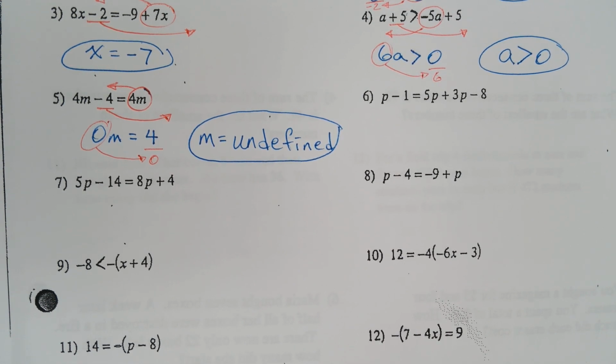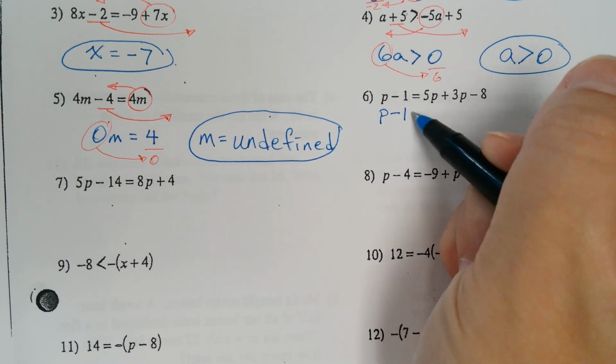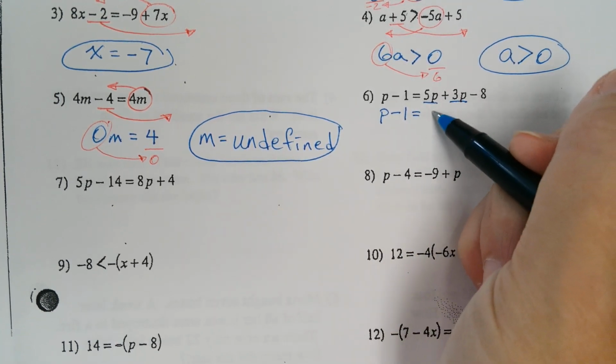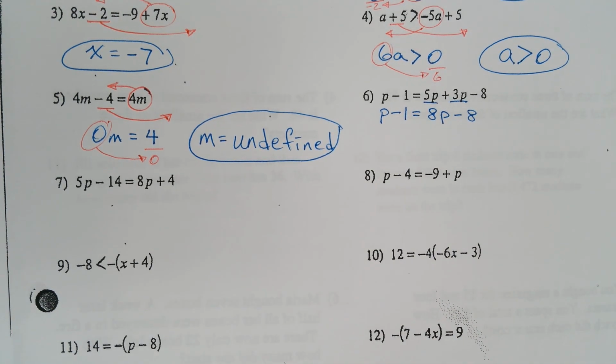Hey, Naomi, I'm going to get you to help me solve number 6. Okay, so with number 6, I'll write down the first step. So p minus 1 equals, this and this can go together. So 8p minus 8. Okay, now what, Naomi? What's my next step?